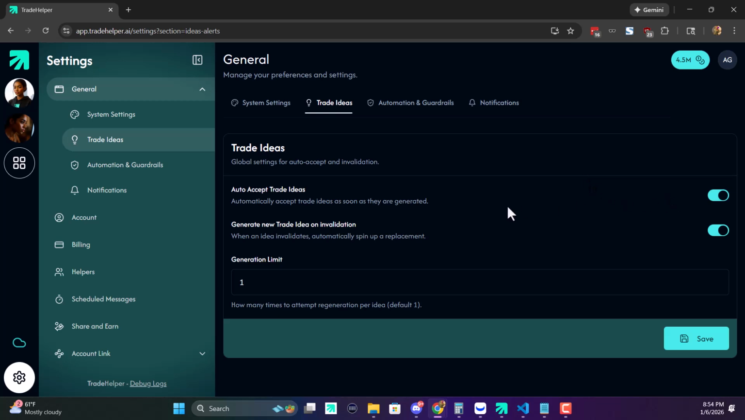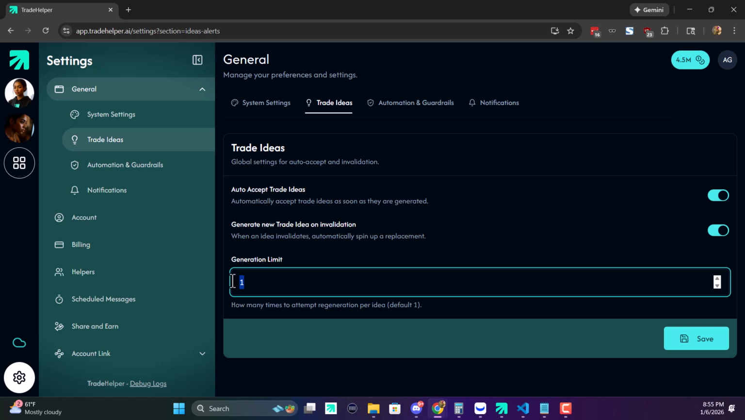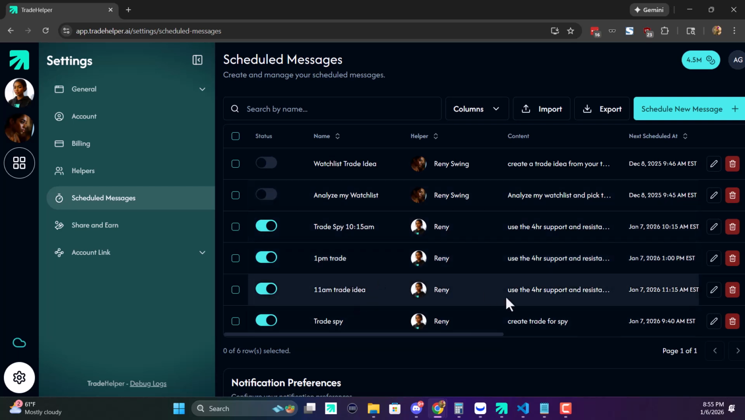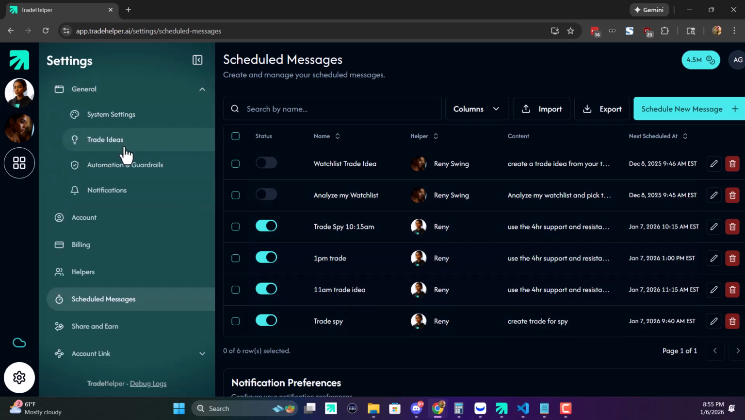Underneath trade ideas, this is the first step that allows the AI to do something on your behalf. This is the auto accept trade ideas button. You want to make sure that's turned on. Basically what that means is if Rennie likes something and she wants to auto accept it and start monitoring it, she can do that. This is the generate new trade idea on invalidation. That means if it hits a stop loss or something like that, make a new trade idea. And then this is the number that limits how many times it does that. If you hit a stop loss on the first trade and on the second trade, let's just stop and wait for the next scheduled messages to come in and make a whole new timeline. That's what that means, all right?